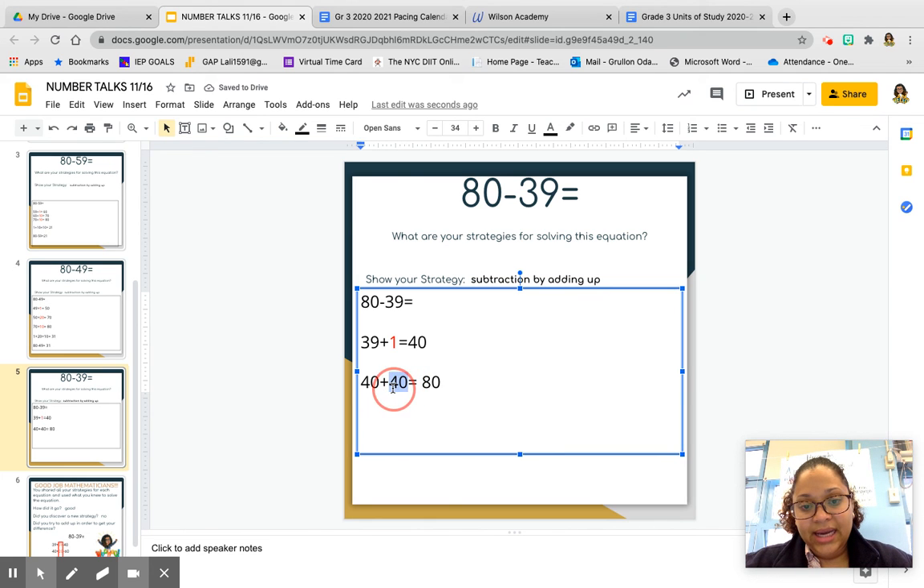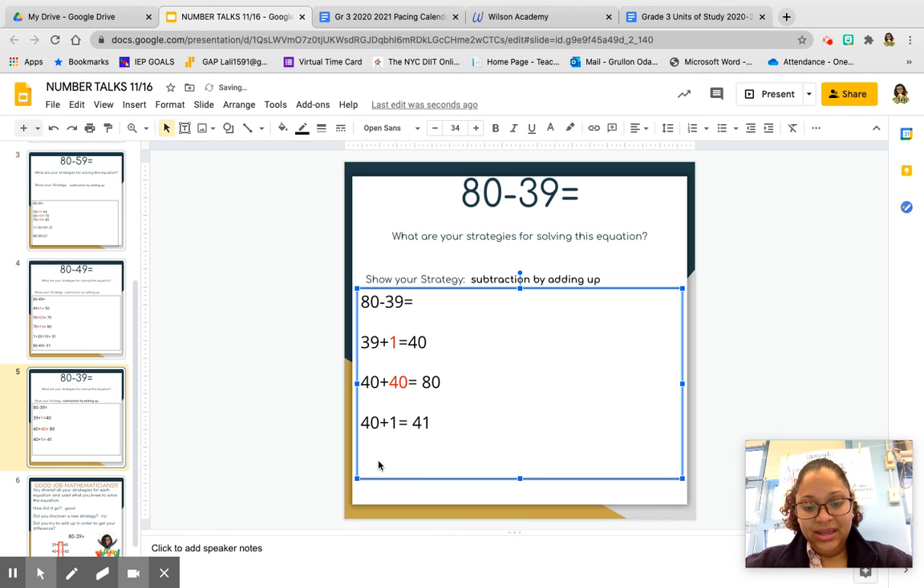I'm going to highlight this 40 so that I know to add it now at the end. So I have 80 plus 1. I lied. I'm sorry. I was right the first time. 40 plus 1, sorry guys, equals 41 as my difference. So I'm going to rewrite my original number sentence. 80 minus 39 equals 41.